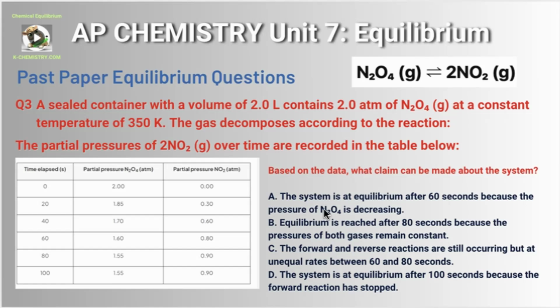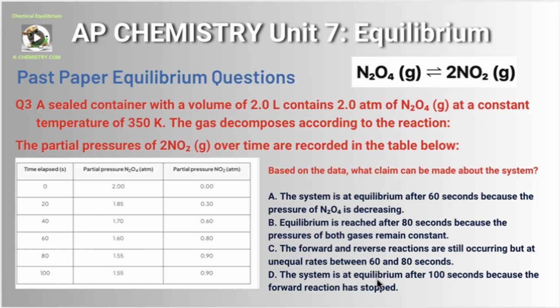I cannot say that the system is at equilibrium after 60 seconds, because after 60 seconds, the pressure is still changing from 1.6 to 1.55. I cannot say the forward and reverse reactions are still occurring but at unequal rates between 60 and 80, because the pressure will become stable only after 80.